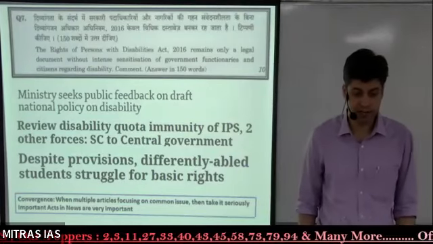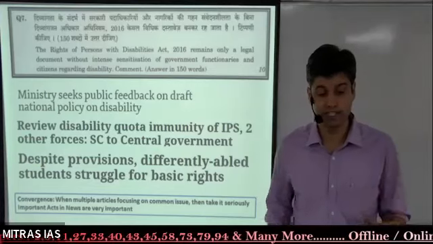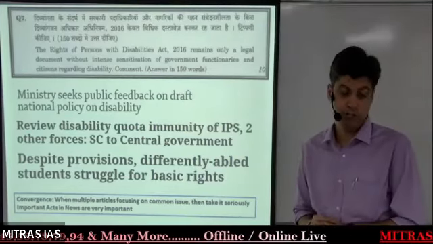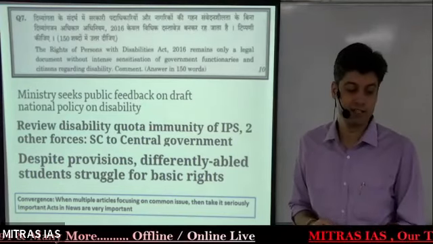GS2 question 7: the Rights of Persons with Disabilities Act 2016 remains only a legal document without intense sensitization of government functionaries and citizens regarding disability.